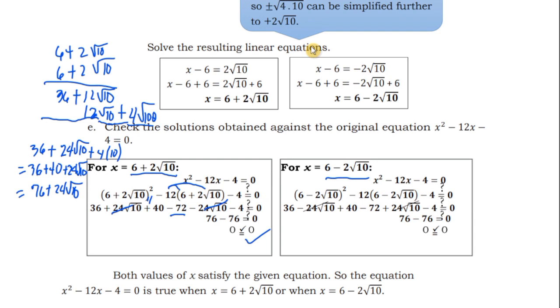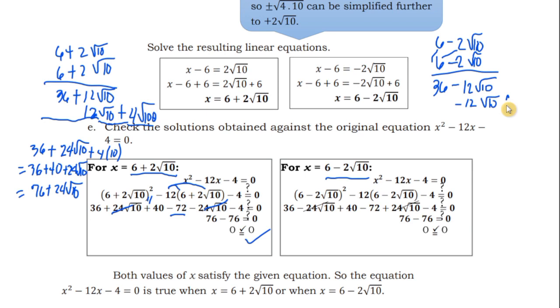Then we also have 6 minus 2 square root of 10, replacing the value of x by 6 minus 2 square root of 10. So we now have (6 minus 2 square root of 10) quantity squared, minus 12 times (6 minus 2 square root of 10) minus 4. So we have (6 minus 2 square root of 10) times (6 minus 2 square root of 10). 6 times 6 is 36. 6 times negative 2 square root of 10 is negative 12 square root of 10. Negative 2 square root of 10 times 6 is negative 12 square root of 10. Then negative 2 square root of 10 times negative 2 square root of 10 is positive 4 square root of 100.